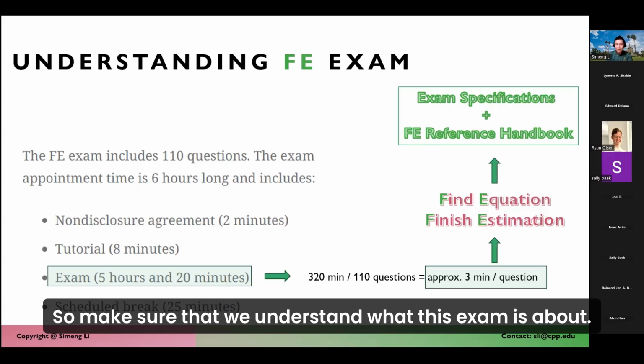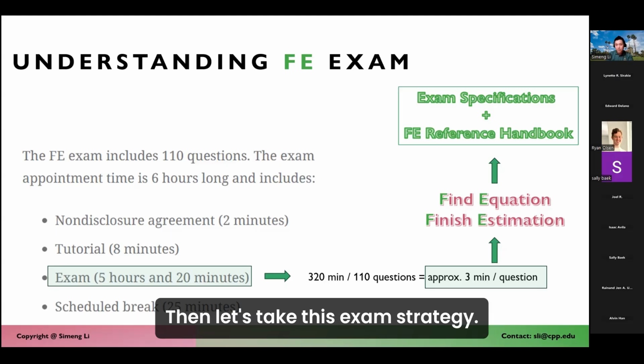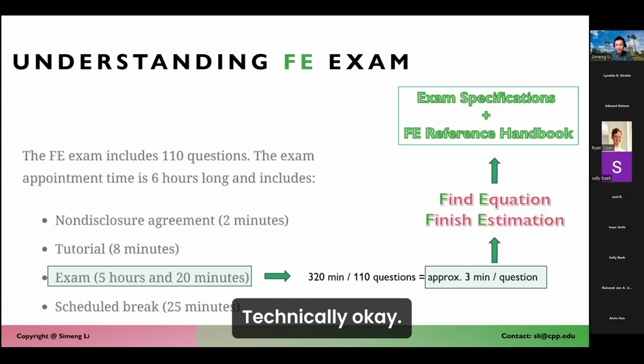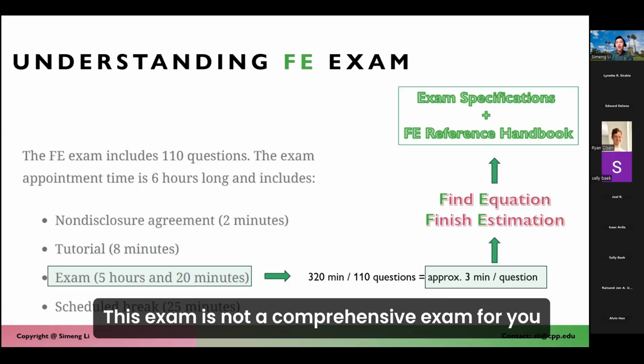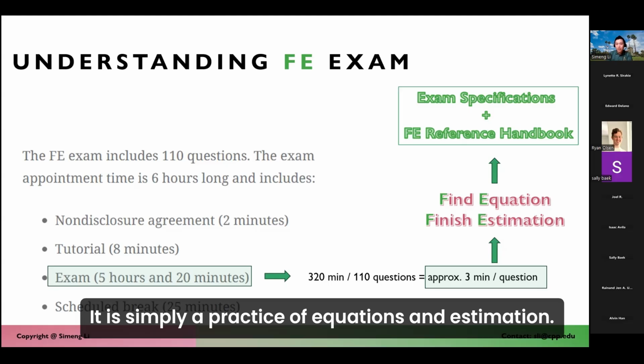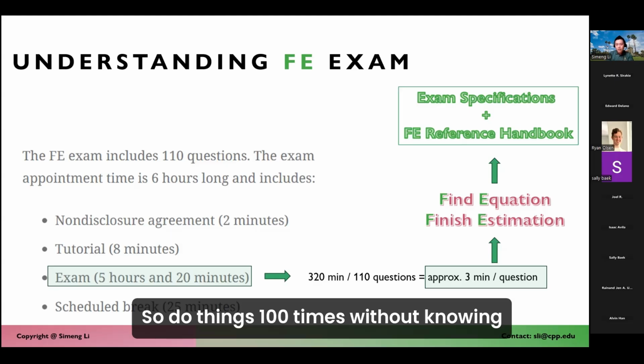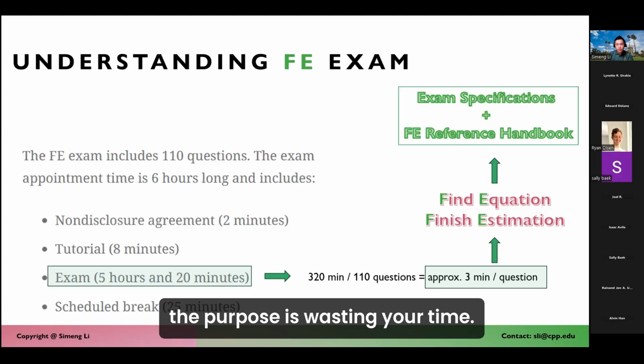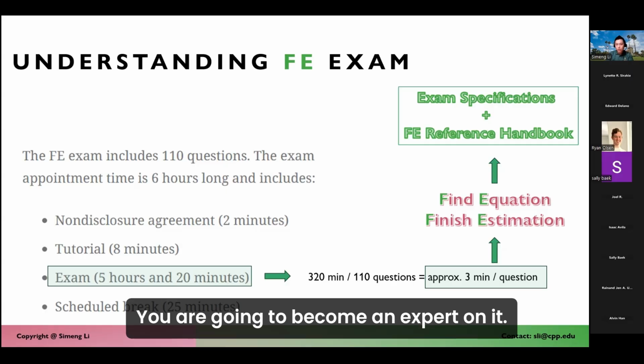All right, so make sure that we understand what this exam is about. Then let's take this exam strategically. This exam is not a comprehensive exam for you to showcase your talents in this subject. It is simply a practice of equations and estimation. Doing things 100 times without knowing the purpose is wasting your time. Do things 100 times with purpose, and you are going to become an expert on it.